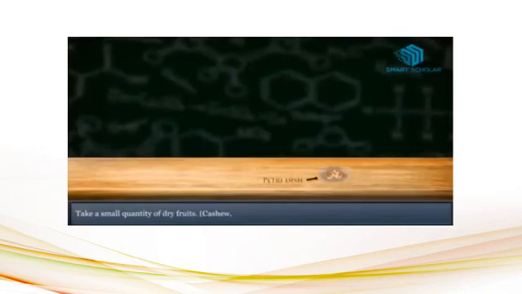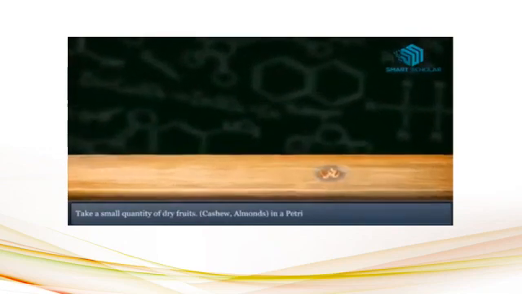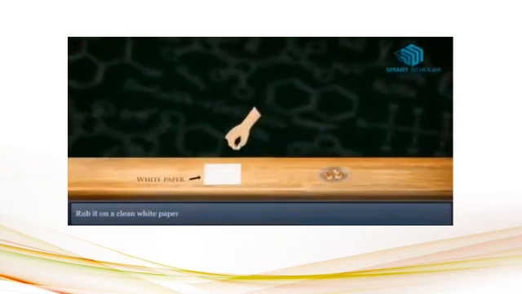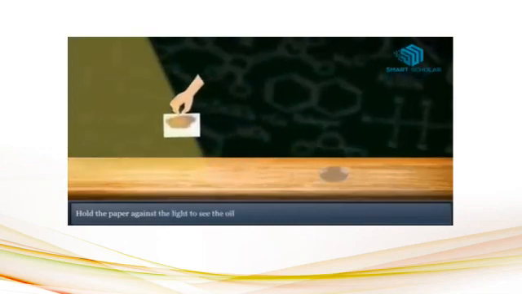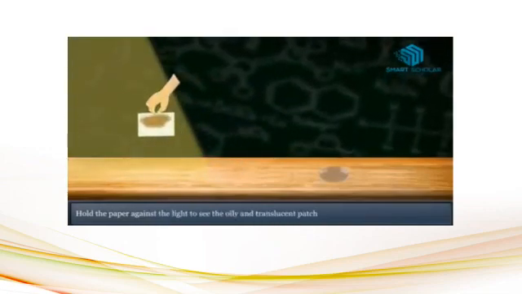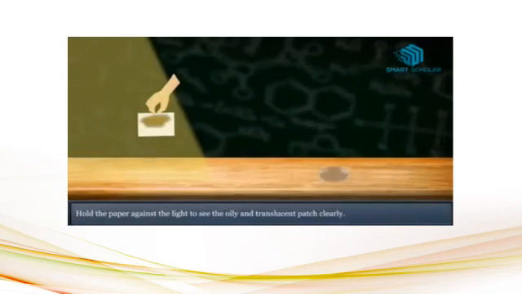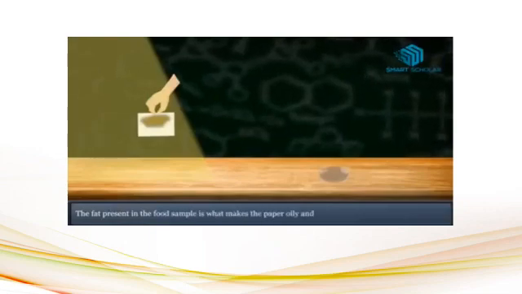Take a small quantity of dry fruits, such as cashew nuts or almonds, in a petri dish. Rub it on a clean white paper. You will observe oily patches on the paper. Hold the paper against the light to see the oily and translucent patch clearly. The fat present in the food sample is what makes the paper oily and translucent.